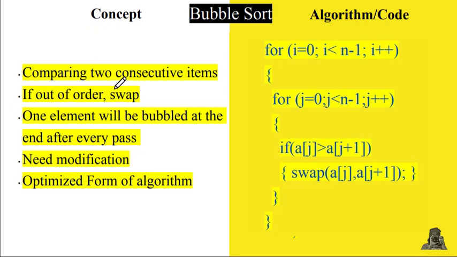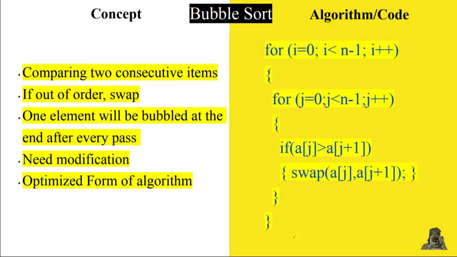In this case, it compares two consecutive items, and if those items are out of order, it swaps them; otherwise the bubble shifts to the next item. After every pass, one element will be placed at the end, which will be the largest out of the given array or data structure. After every pass, the number of sorted values will increase, and at the end we will get the sorted array.